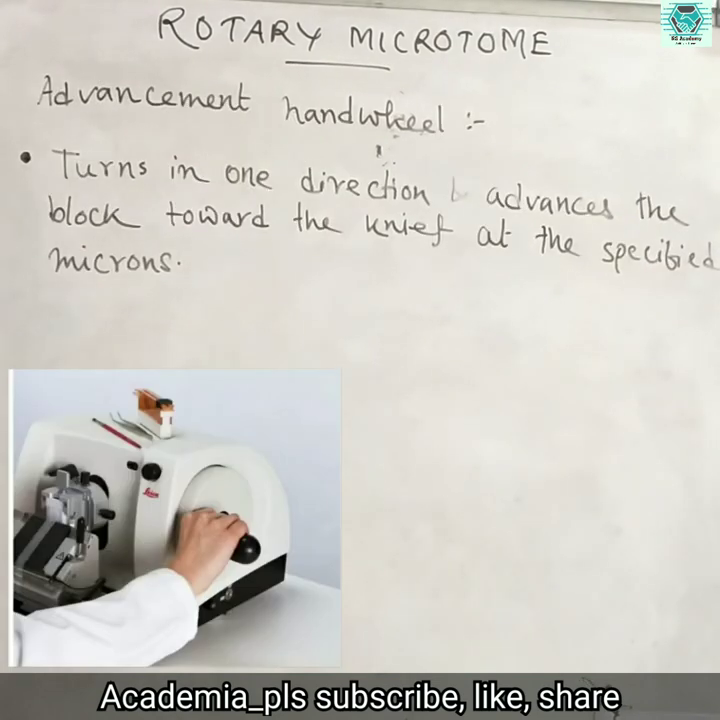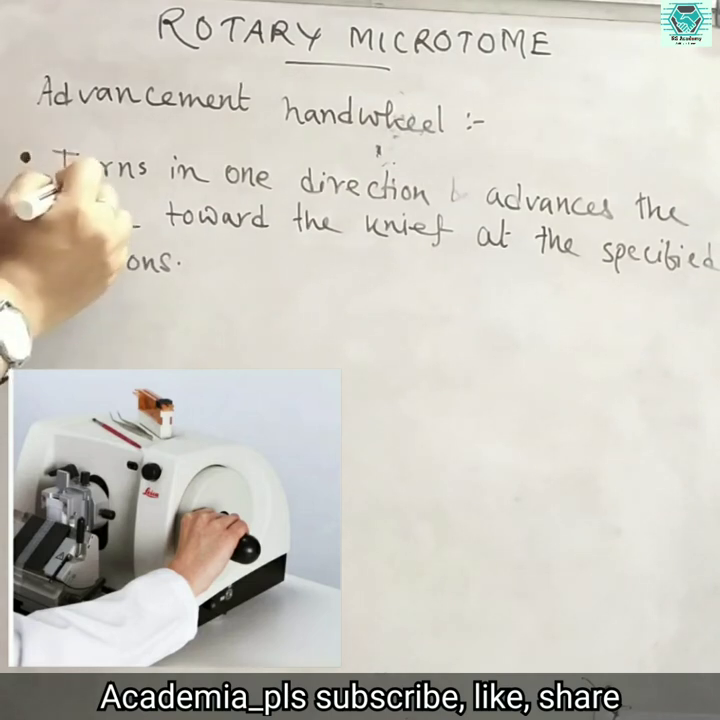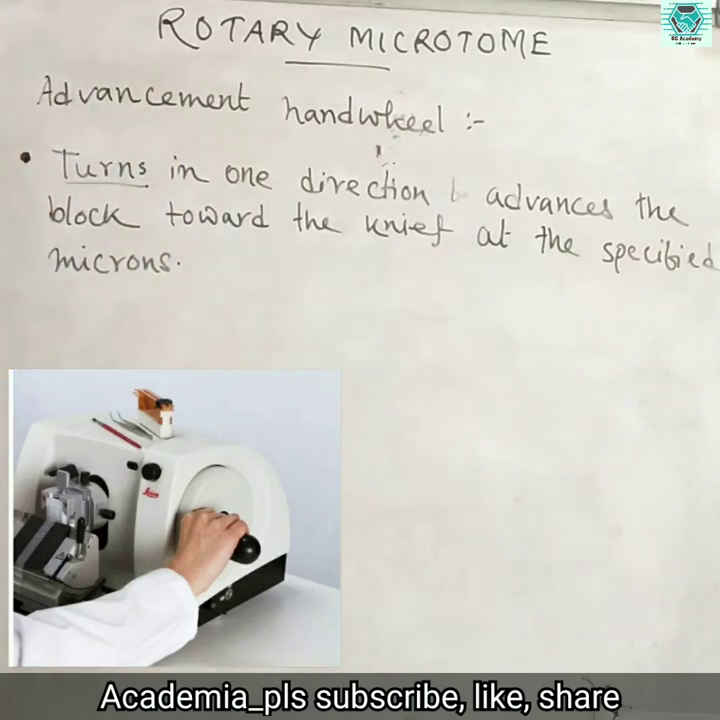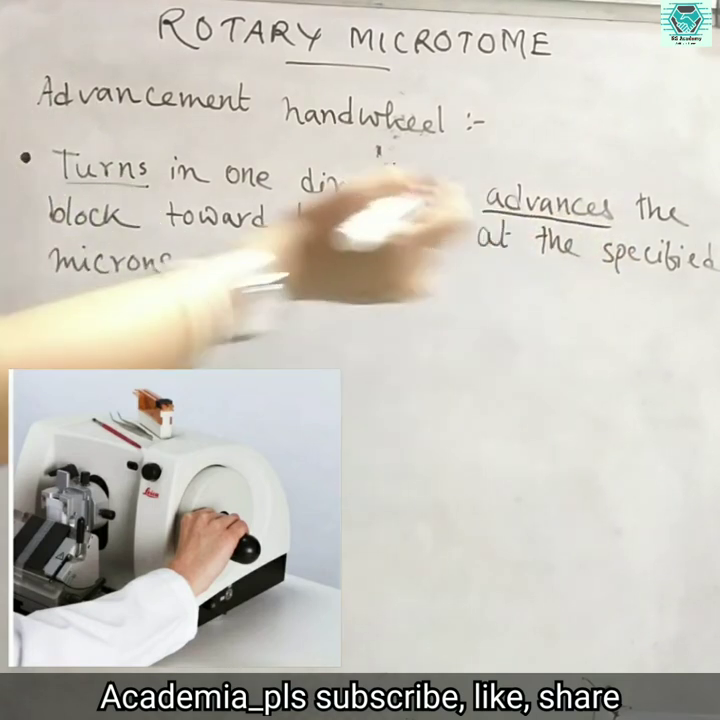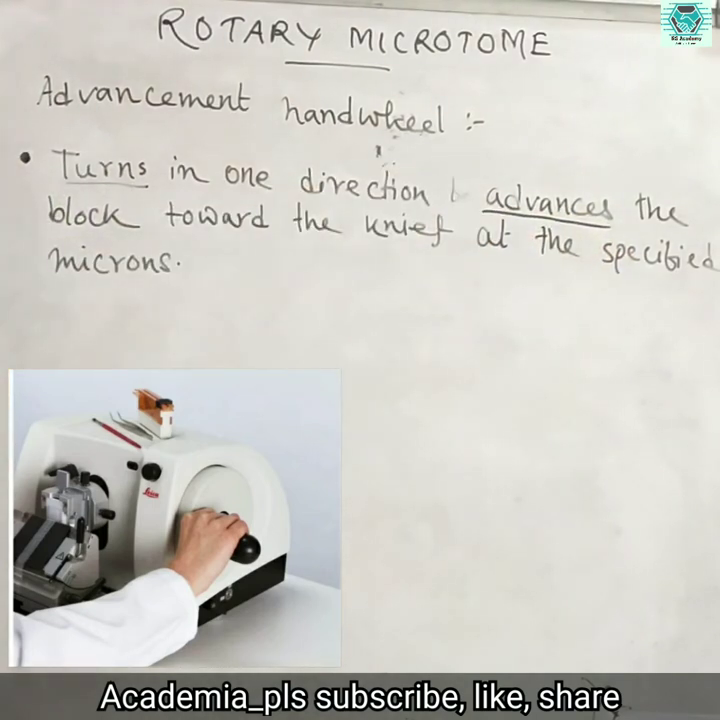Move on to the advancement hand wheel, which helps in turning in one direction and advances the block toward the knife at the specified microns. Of course it should be turned in one direction, and it advances the block towards the knife at the specified micron.